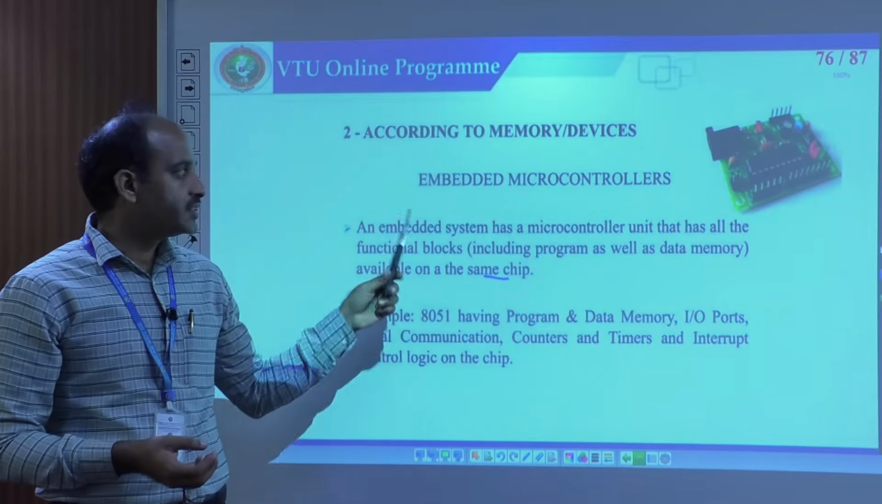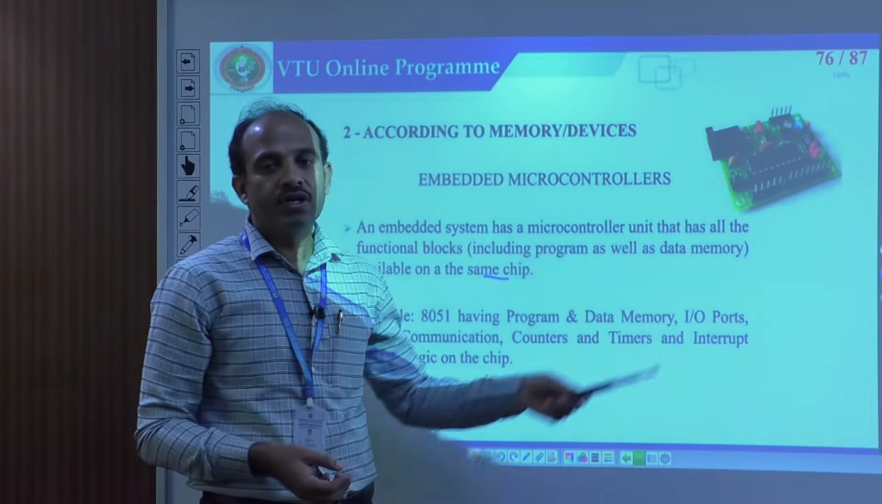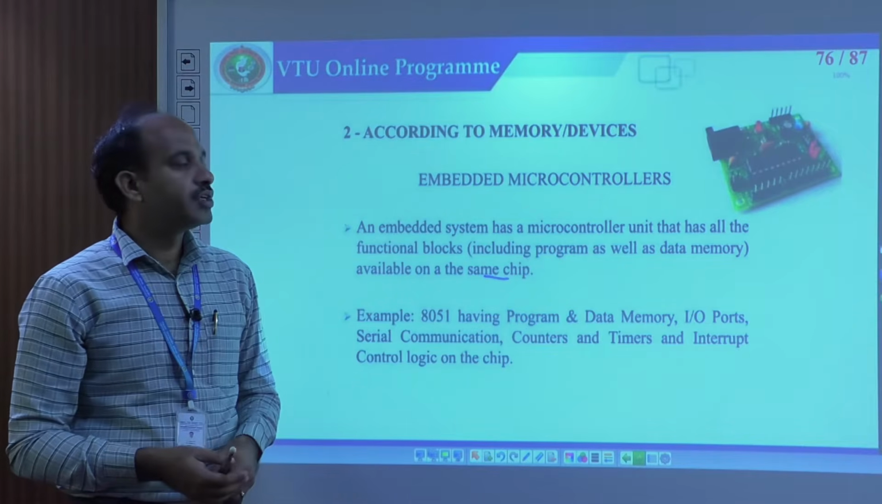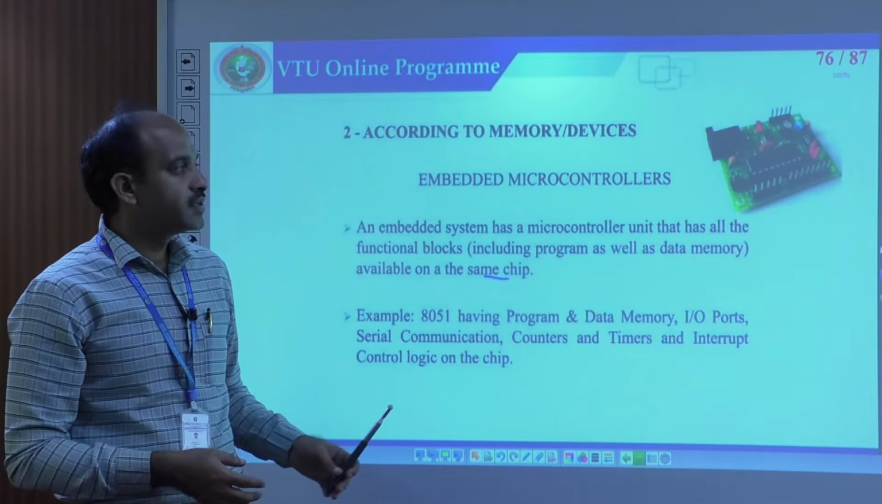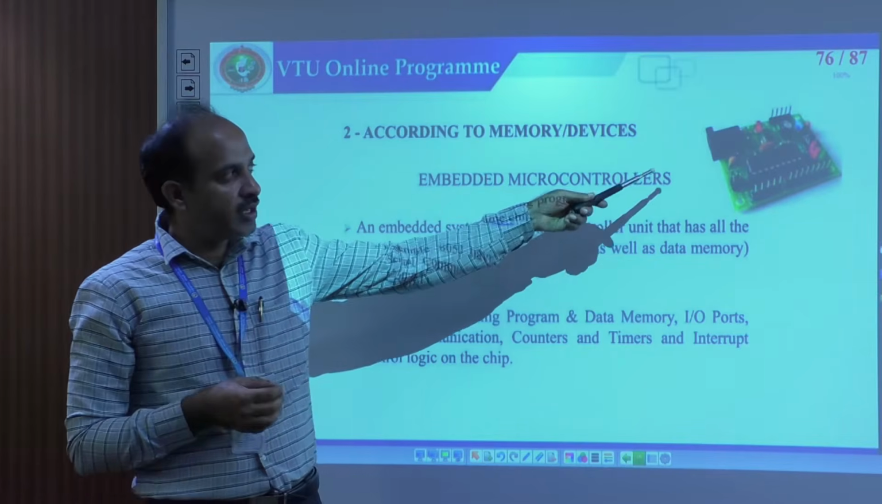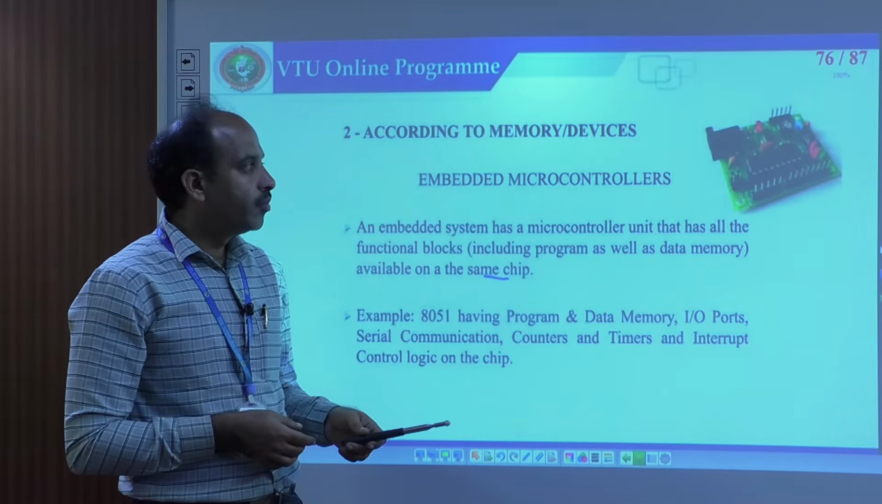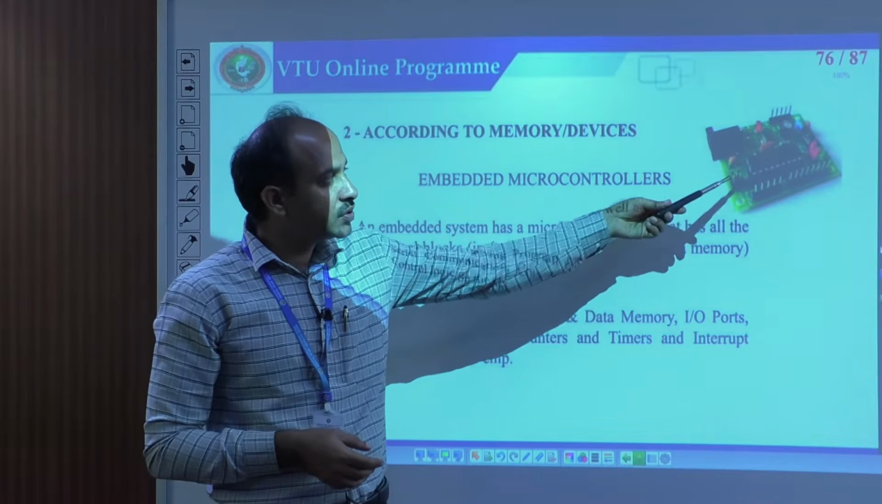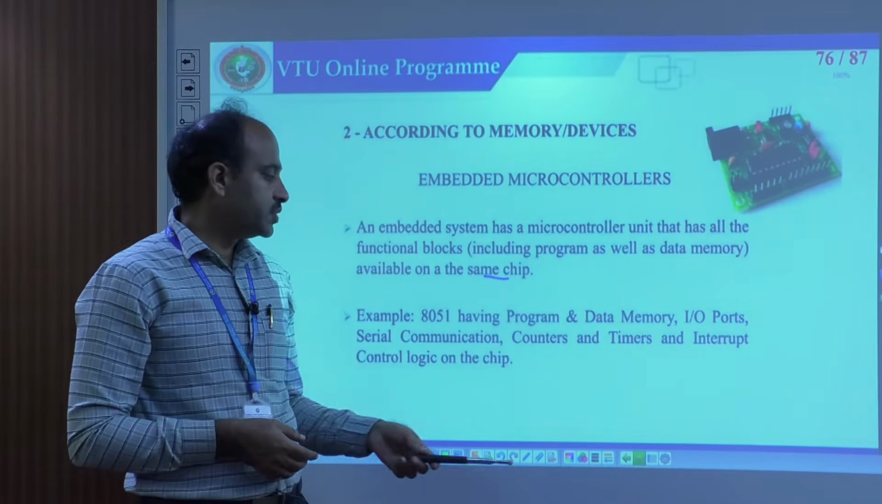Examples of such embedded microcontrollers: the 8051 has program and data memory, and it even includes IO ports, communication ports, counters, registers, everything in a single chip. That is a typical structure, and that is how your embedded microcontroller looks. Here you can see the ports, the different parts, input, output, everything.